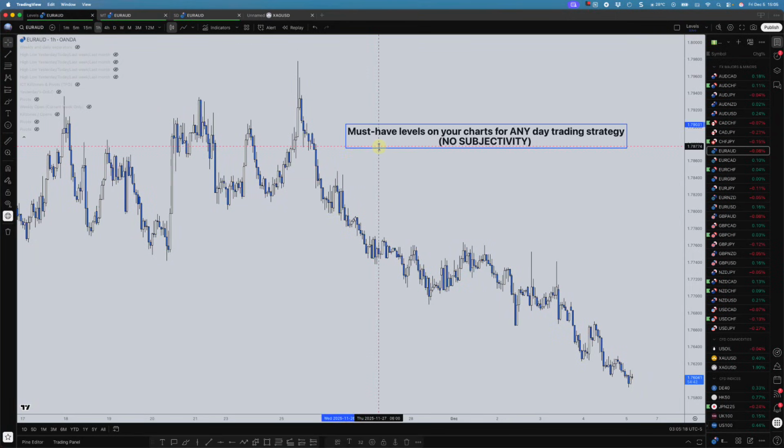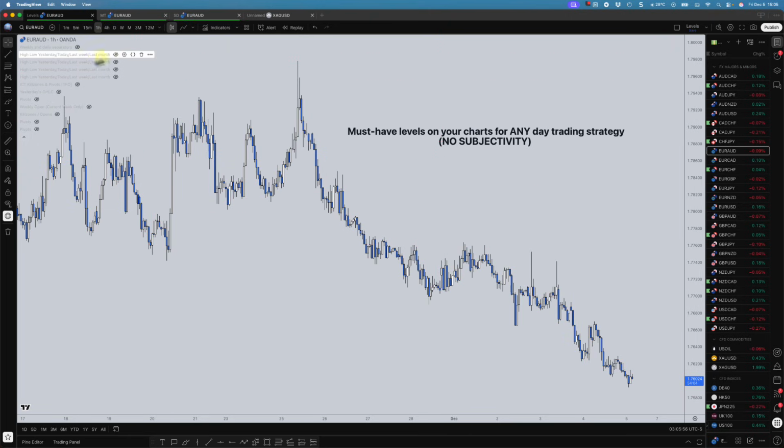All right, so there are a couple of must-have levels on any chart for any day trading strategy. I trade a bunch of strategies, and no matter if it's a trend following or a reversal system, I always have these levels on my chart. And yes, I do also look at trend lines and support resistance lines that I draw in myself and supply and demand zones. But these levels are my guiding point for every strategy, and they are zero subjectivity, nothing, and they are super easy to use.